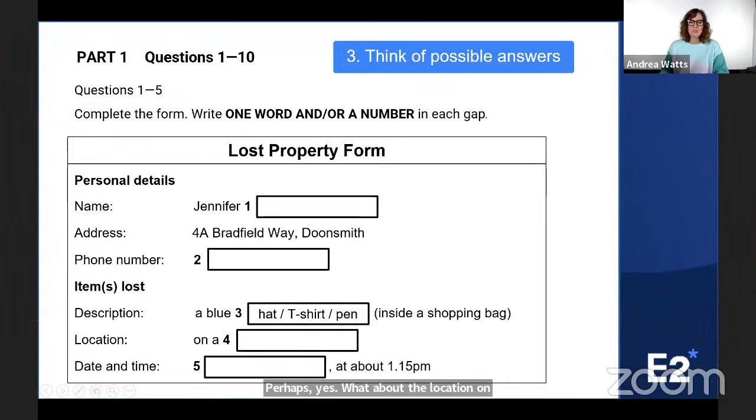What about the location? On a what? Where could this item be lost? On a bus? On a train? On a market? Do we say on a market or in a market? I think it would be in a market. On a table, perhaps, yes. On an airplane, that's another interesting one. Do we say a airplane or an airplane? So you can use these little words here to help you with the grammar so you can guess what the answer might be. My guesses are on a seat, on a bus, on a bench, perhaps. And the date and time, we know we're listening for a day and a month because we already have the time here.